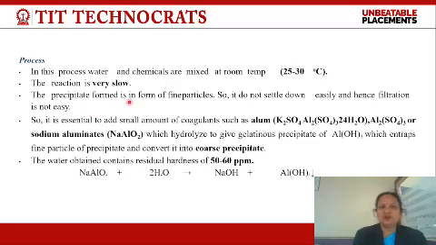The precipitate is formed in the form of fine particles, so it does not settle down easily and hence filtration is not easy. So it is essential to add a small amount of coagulant such as alum or sodium aluminate. The water obtained contains residual hardness of about 50 to 60 ppm.